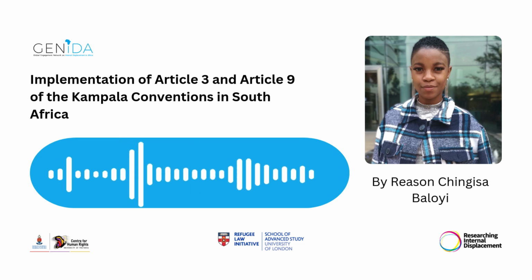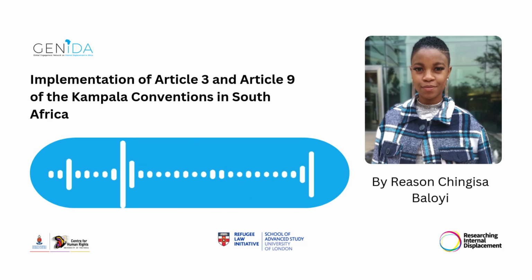Focusing on its relevance and implementation in South Africa. The Kampala Convention, adopted in 2009, is a significant legal framework aimed at addressing internal displacement in Africa. It emphasizes the responsibility of states to protect and assist internally displaced persons.